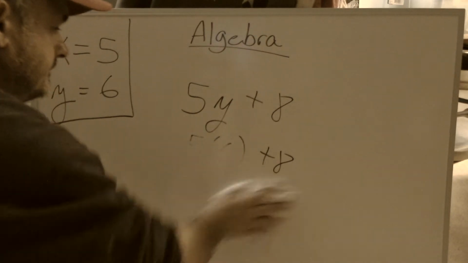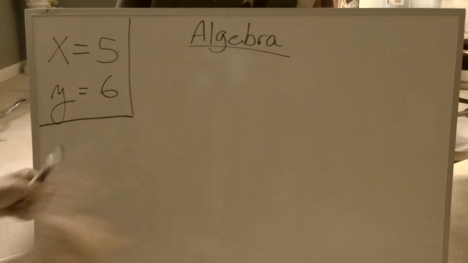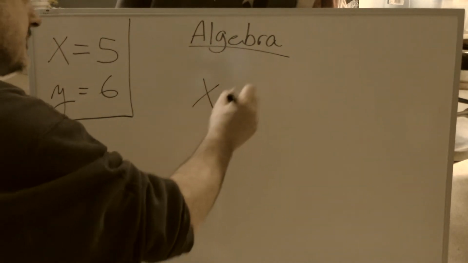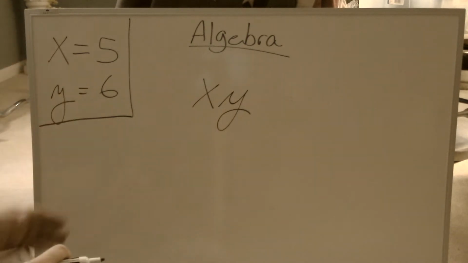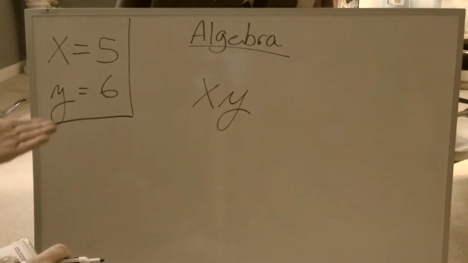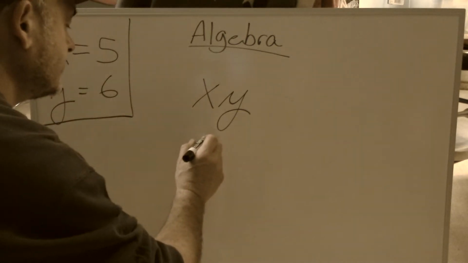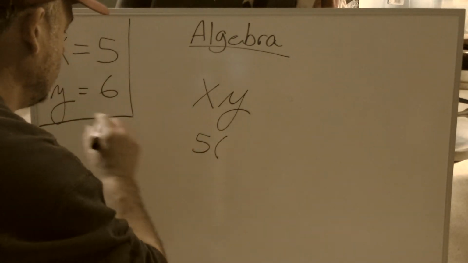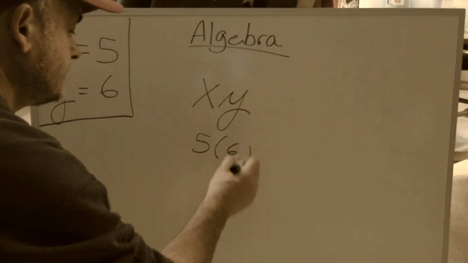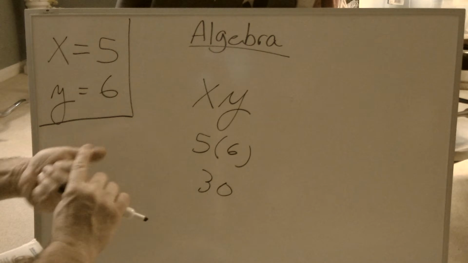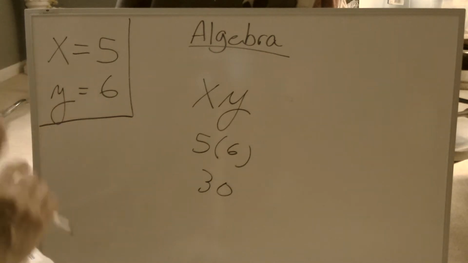Let's do another one. Oh, look at this one. How about this one? XY. They're just next to each other. XY. Well, that literally means X times Y. Well, our X is 5, and our Y is 6. 5 times 6 is what? 30. 5, 10, 15, 20, 25, 30. So that's easy.